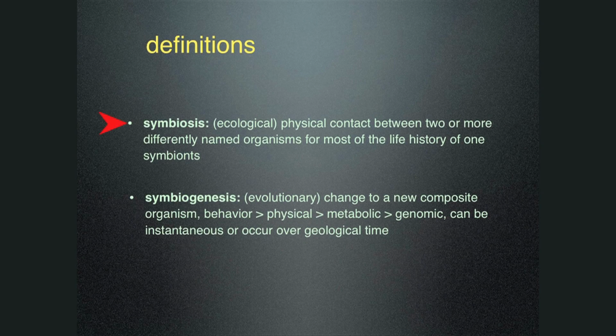So there's these two definitions. Symbiosis is kind of an ecological term. It's the physical contact between two or more differently named organisms for most of the life of at least one of the organisms, or symbionts as they're called. Symbiogenesis can be the evolutionary consequence of symbiosis, where the symbionts begin to become a composite organism. This may begin with changes in behavior that lead progressively to physical, metabolic, and then genomic changes. Symbiogenesis can be instantaneous or it can occur over geological time. And unlike random mutation, it has been documented in the lab, in the field, and in the fossil record.